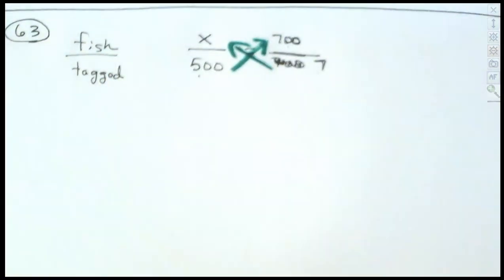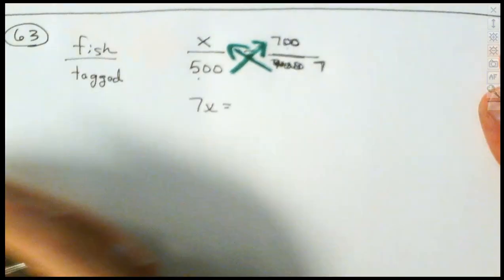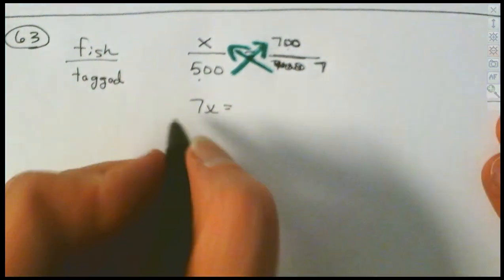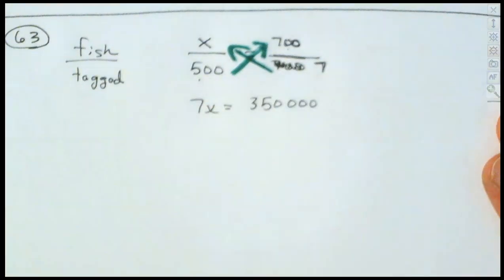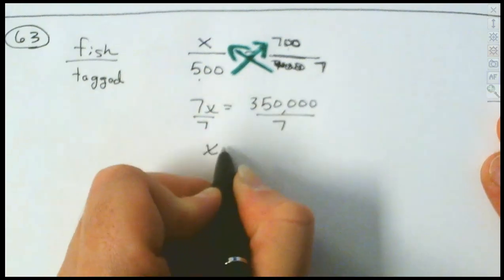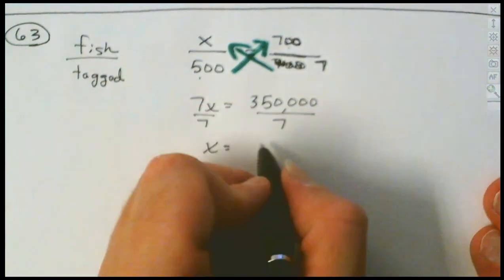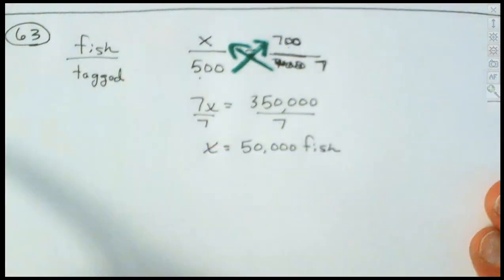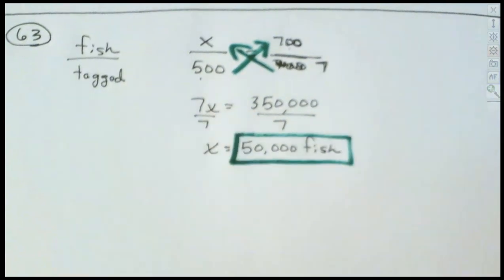So now we cross multiply. And that gives you 7x. And we multiply here. We've got 700 times that 500. That's 350,000. We divide by our 7. And this should give us approximately how many fish are in this body of water here. And it should come out to be about 50,000 fish. So we would estimate that there's going to be about 50,000 fish in the Northern Bay.